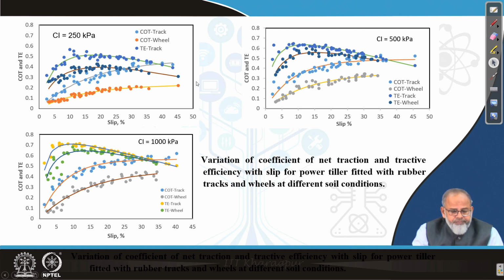Next is the coefficient of traction and the tractive efficiency. For both wheels as well as track, this has been plotted for different soil conditions. One is 250 kilopascal, 500 kilopascal, 1000 kilopascal. In 250 kilopascal, the COT value maximum is reaching.